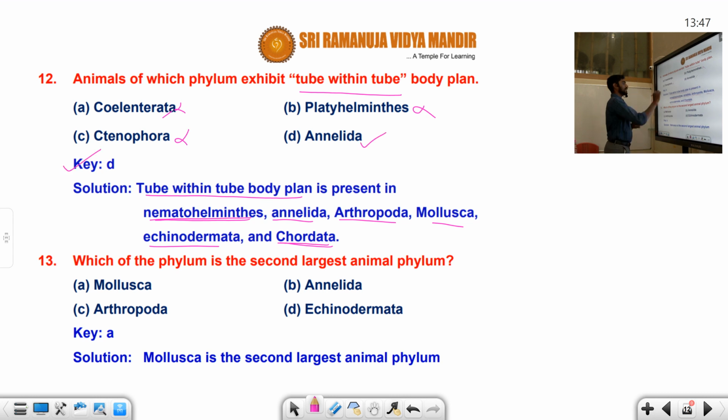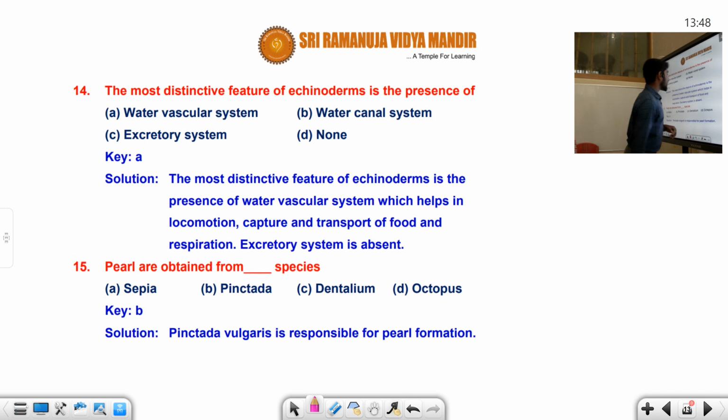And 13th, you can see, student: which of the following is the second largest animal phylum? This is a very direct and easy question. The first largest is Arthropoda. The second largest is Mollusca. So the answer is 13 A, the correct option. The Mollusca is the second largest animal phylum. So next, the 14th question.